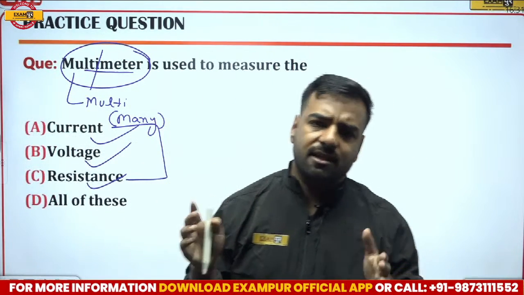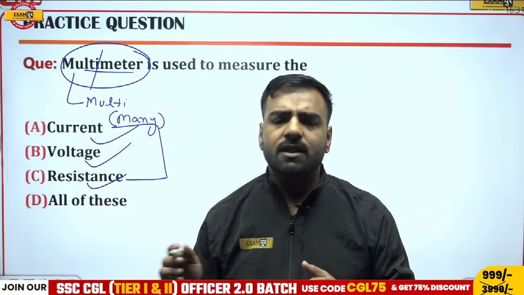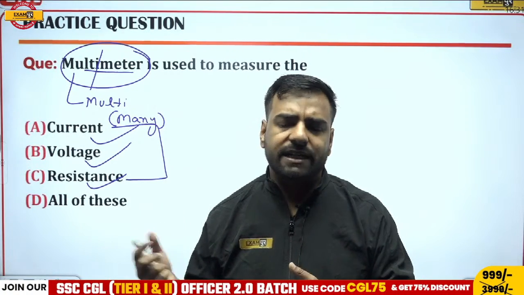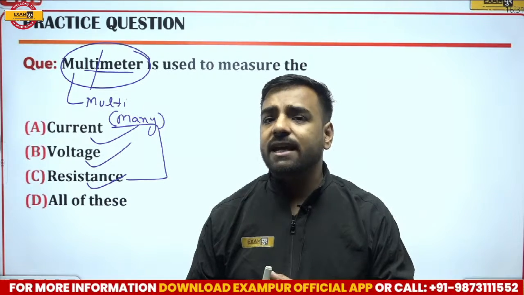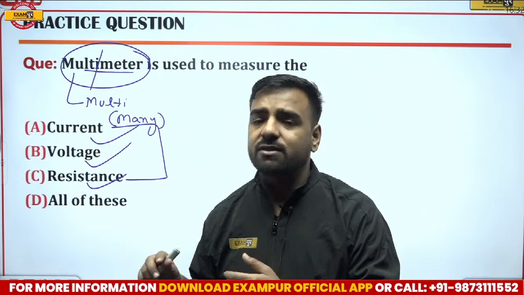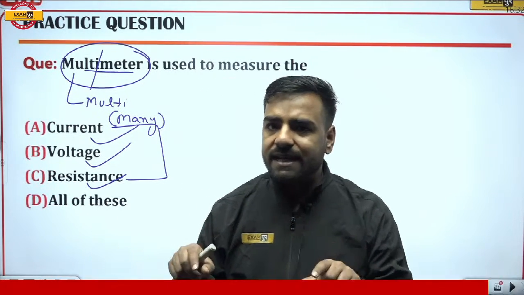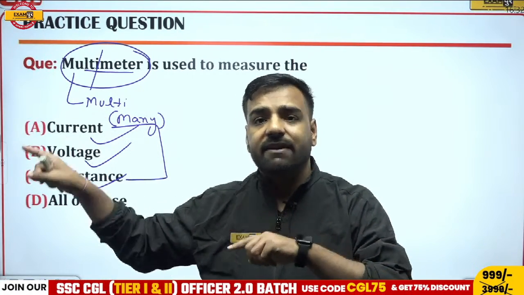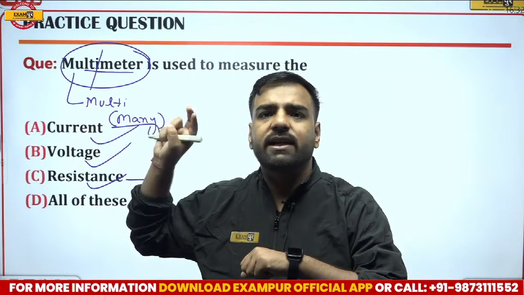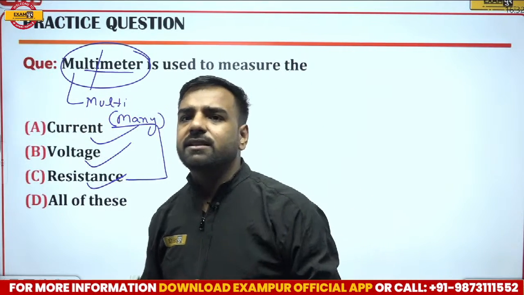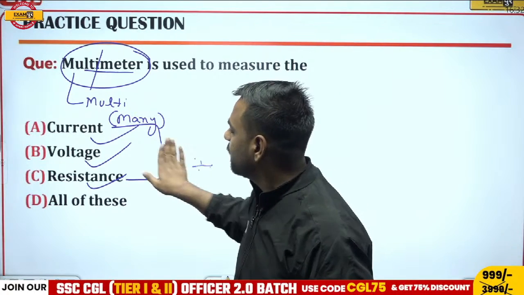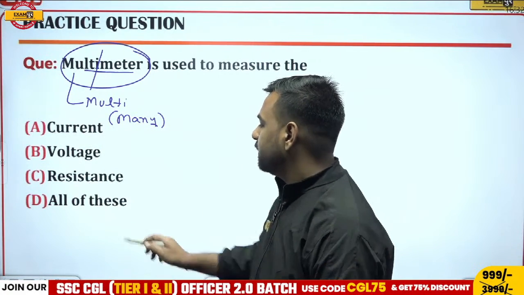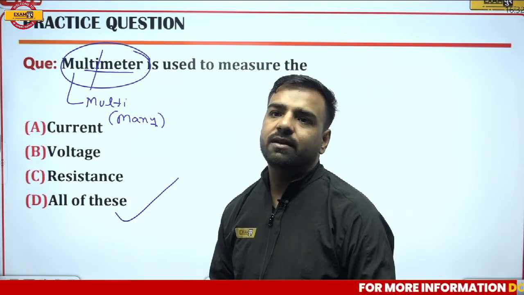A yellowish colored device comes normally in the market. If you call any technician or mechanic who is working on these particular parts or electrical equipment, he has that device where there are those leads, and it can measure each and everything. That is current also, voltage also, and resistance also. So a multimeter is a device which can measure all these things, and that's why the correct answer is going to be all of the above.